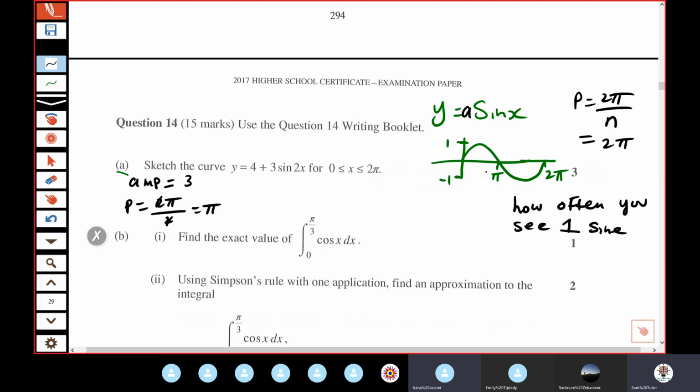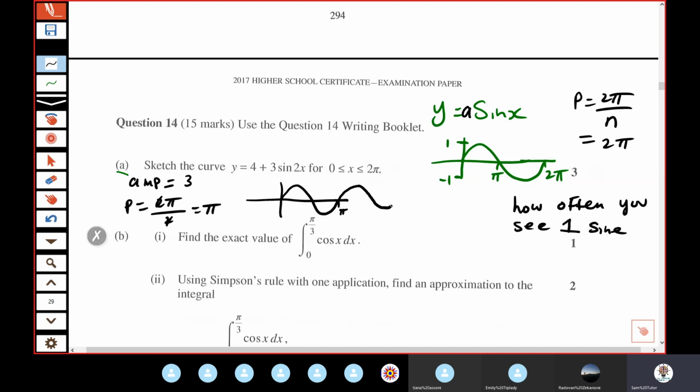The period is 2 pi on n, where n is 2. So in this case, your period is pi. That means every pi you see one shape. So remember, first you've got to memorize your trig graphs. Once you've memorized, every pi, you see one of these. So it'll look like this, just so you guys know. There it is, 1 and then 2. Does that make sense? That's the shape that we're looking for.